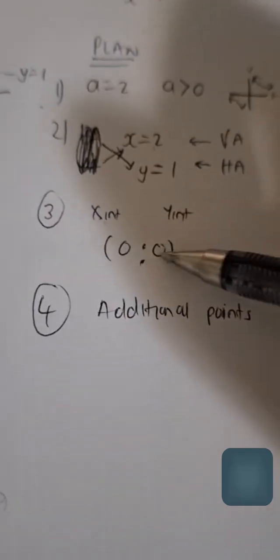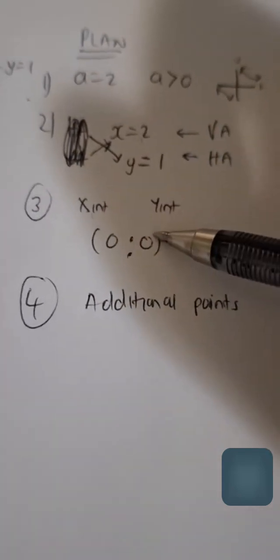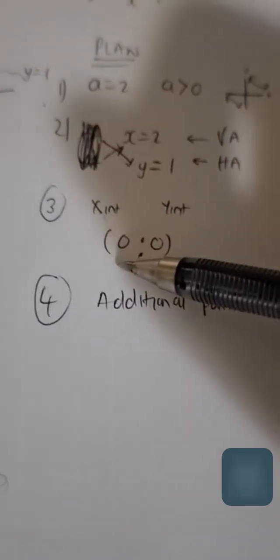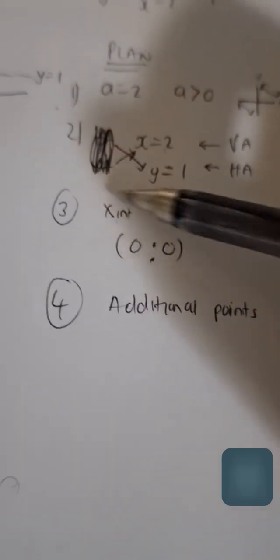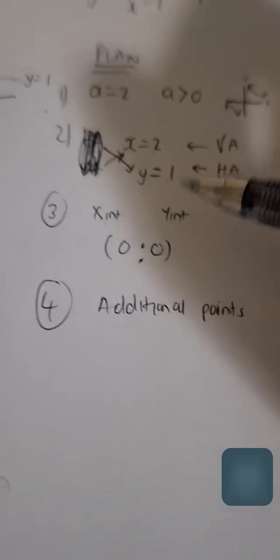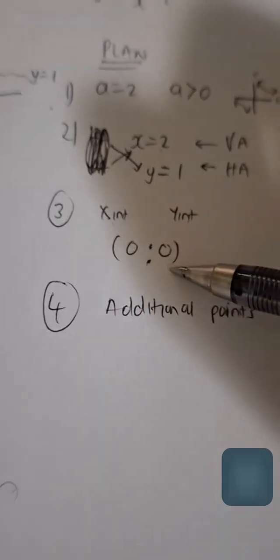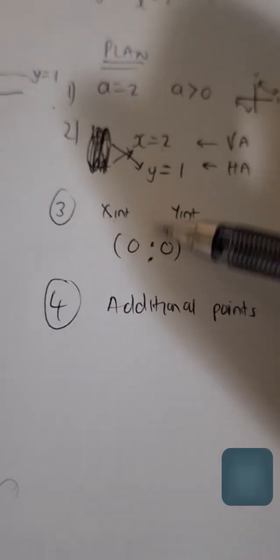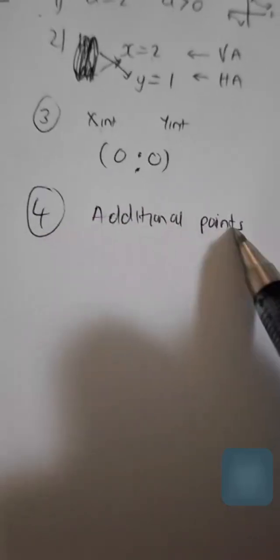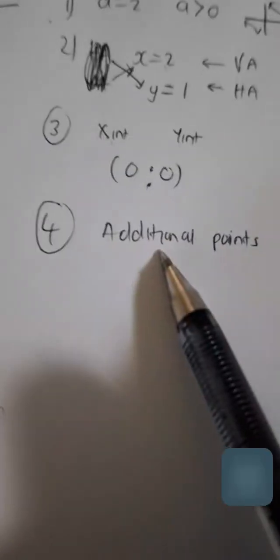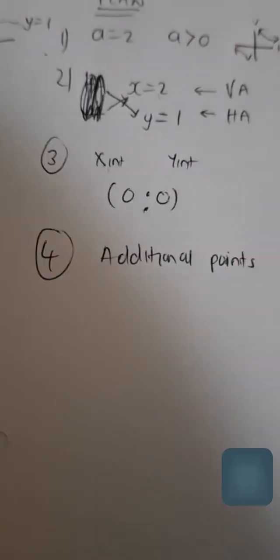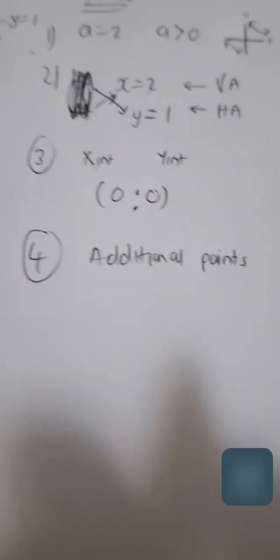Our x and our y-intercept, we were able to find the coordinates in the previous attempt. We found that the x and the y-intercept are both equal to 0, meaning basically that the origin is the x and y-intercept. Then lastly, point number 4, we need to establish some additional points or coordinates for the function so that we can see for each arm where the function actually exists.